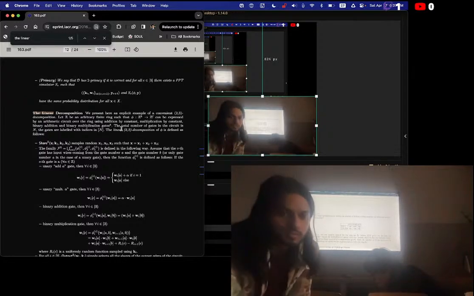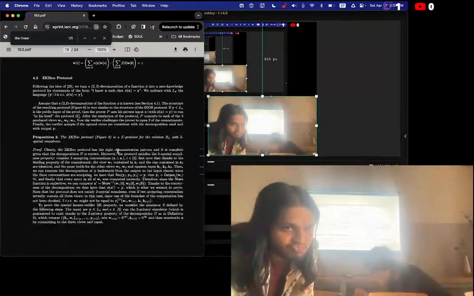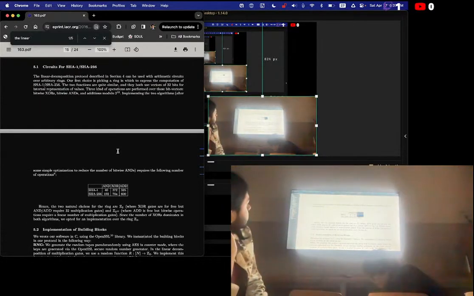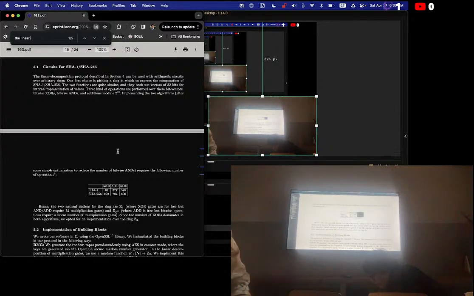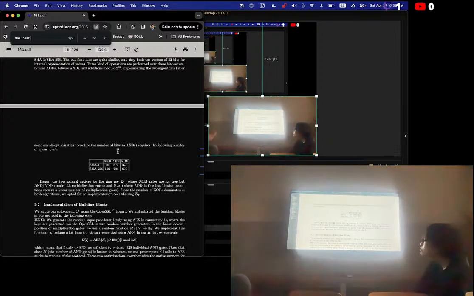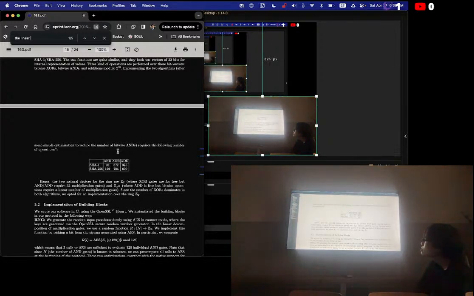Wait, they didn't explain how to do bitwise ANDs. Oh no, they said it right here. Hence the two natural choices for the ring are 2 and 2 to the 32. So the number of XORs dominates. Ah, yeah. I see. Oh, I see. Add is free, but bitwise operators require a linear number of multiplication gates. So free XOR, but bitwise operations require a linear number of multiplication gates.